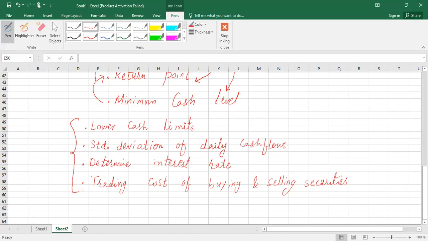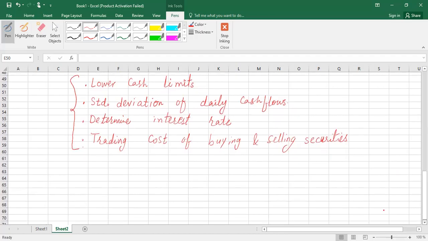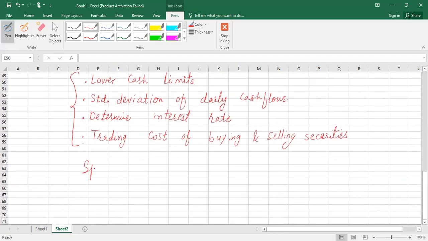The Miller-Orr model says that basically you need to do what? You need to calculate the spread. Spread is usually the difference between two values. Spread is basically, I would say, the difference between the upper limit and the return point. The spread formula is usually provided in the formula sheet. It is also provided in your study text.